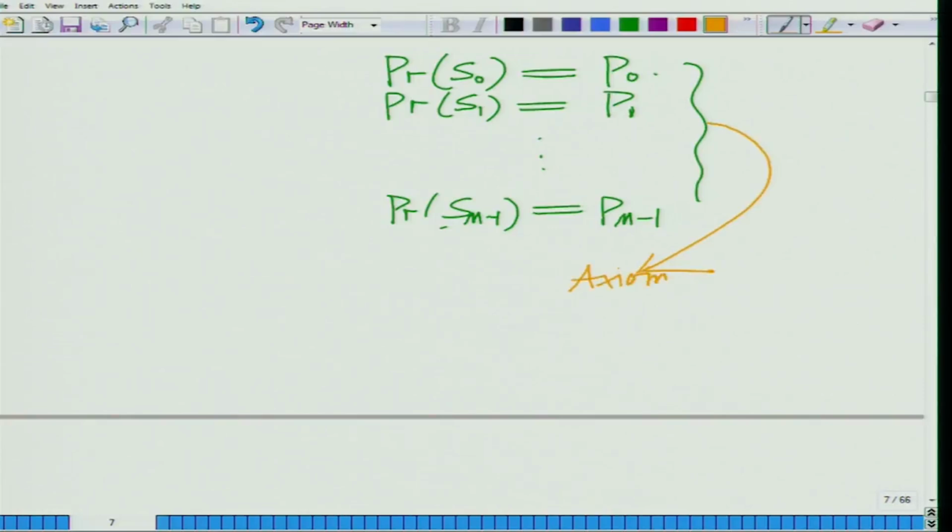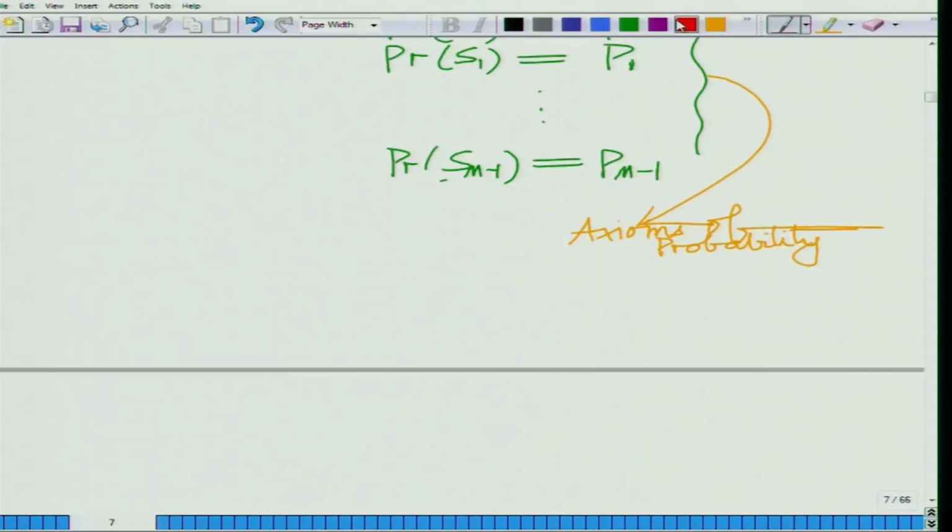Again, I urge everyone to revise the concepts of probability and random variables. We must have each Pi greater than or equal to 0, and the summation of all the probabilities belonging to the source alphabet has to add up to 1.